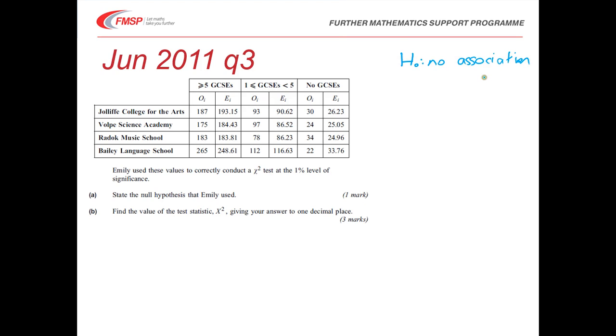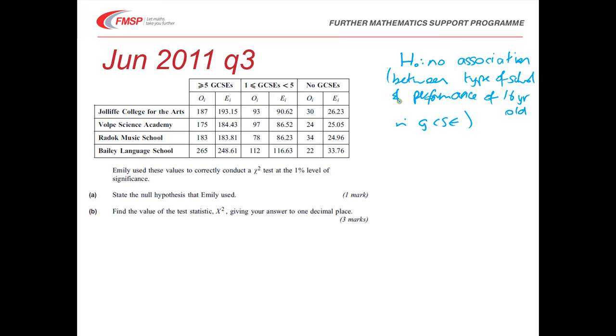So it's no association. Well, it is interesting. Sometimes you are given this, but sometimes you're not. So it's always best to fully apply. So no association between type of school and performance at GCSE. So performance of 16-year-olds in GCSE. Now, there's another way of phrasing this. Instead of talking about no association, we could talk about them being independent. Okay, so that would be appropriate as well.